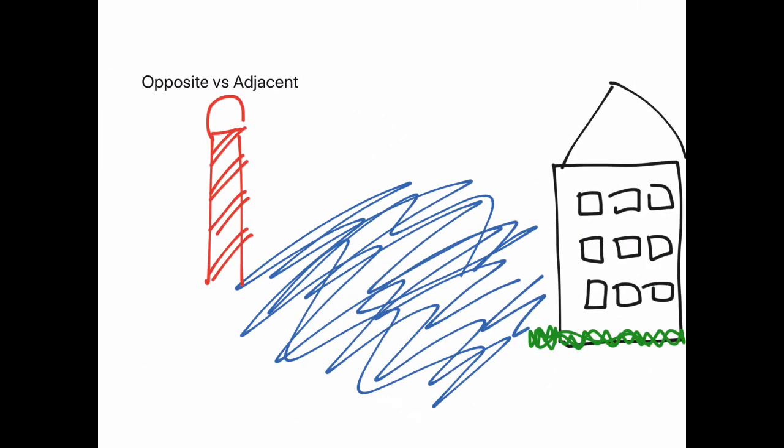Also a quick recap on opposite versus adjacent. If I put a person over here by the house, they are adjacent to the house, right next to the house, but opposite the lake from the lighthouse. And if I put them over here by the lighthouse, the opposite would be true. It's now adjacent to the lighthouse and opposite from the house.